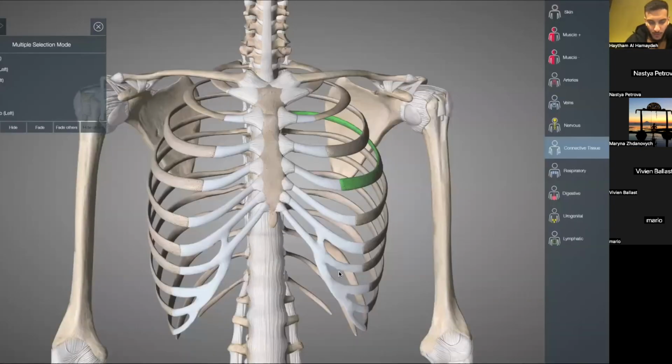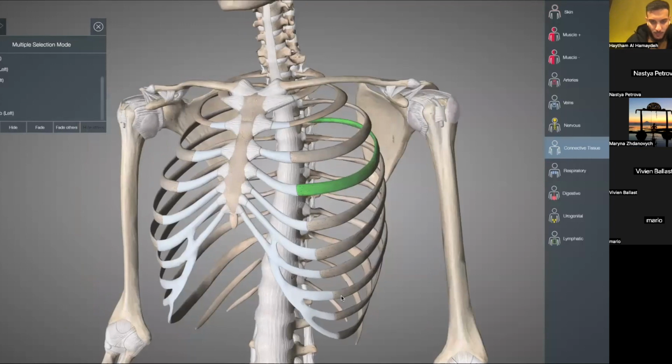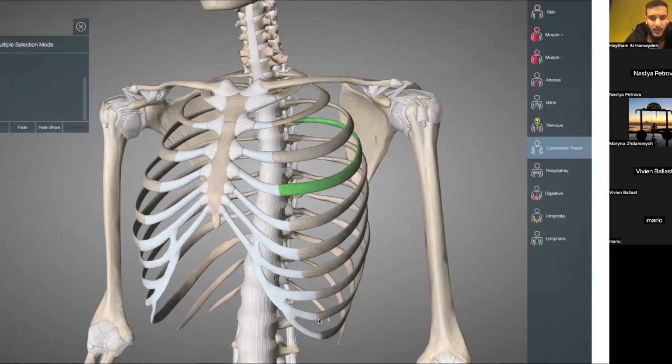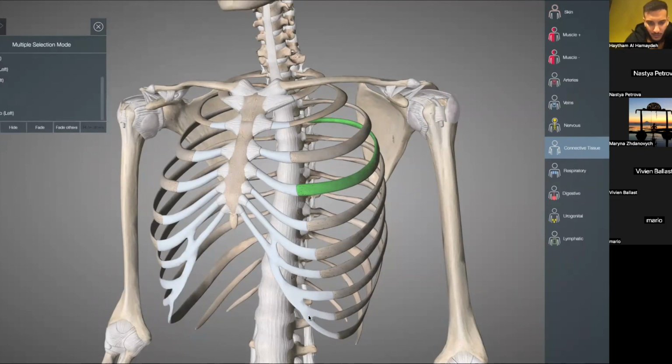Now, for 8, 9, 10, they are not connected to the sternum directly, so they do not have a direct sternocostal joint. They have something called interchondral joints. Interchondral joints are these joints here.